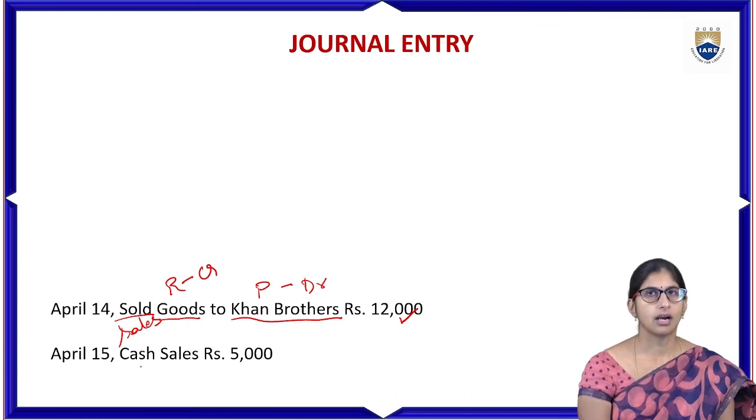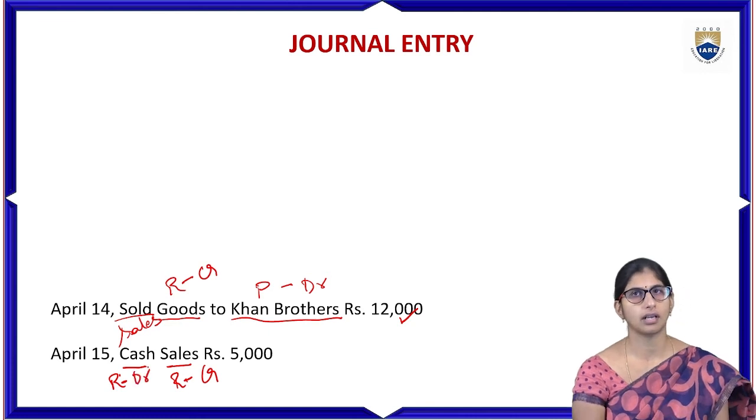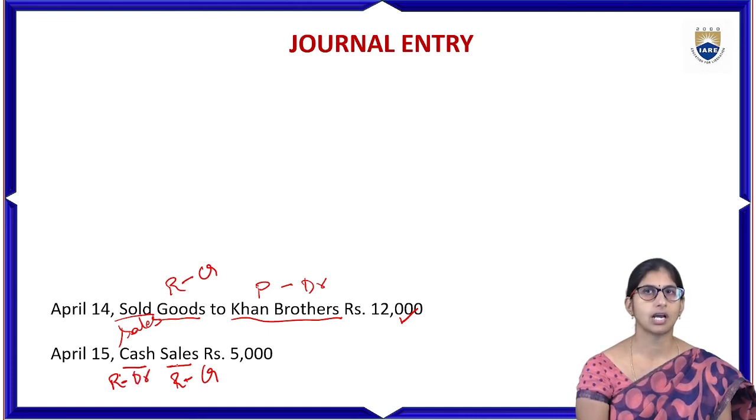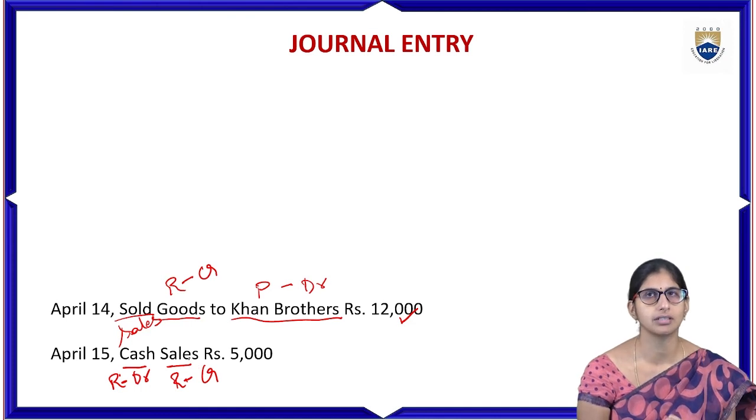So, cash and sales are the two important items now. Sales means goods. We are selling goods, so goods are going out. Goods means real account, and goods are going out, so we have to credit sales. Cash is a real account again. Cash is coming in, so we have to debit cash. So cash account debit to sales account is the entry in the journal book.